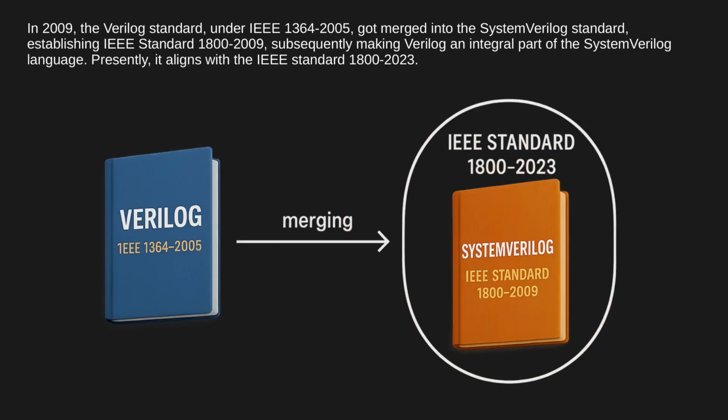In 2009, the Verilog standard, under IEEE 1364-2005, got merged into the SystemVerilog standard, establishing IEEE standard 1800-2009, subsequently making Verilog an integral part of the SystemVerilog language. Presently, it aligns with the IEEE standard 1800-2023.